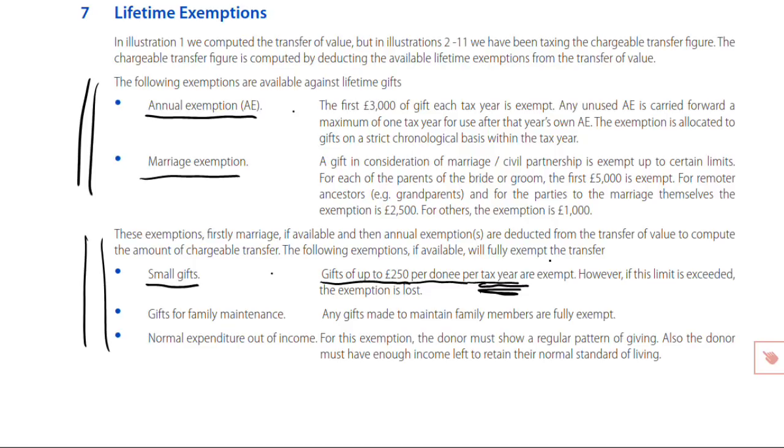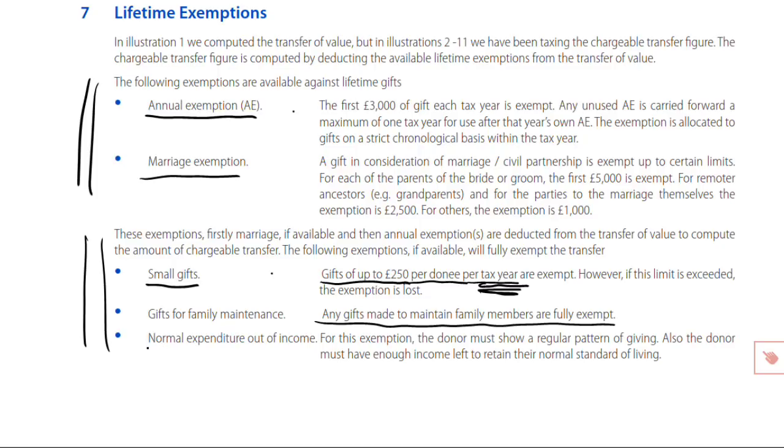Gifts for family maintenance, probably the least likely one to be seen. But yes, any gifts made to maintain family members are fully exempt. So again, you might have an elderly relative that you are seeking to support and you make gifts to them. Any such gifts made to maintain such a family member will be fully exempt. Again, probably the least likely we're ever going to see in an exam question.